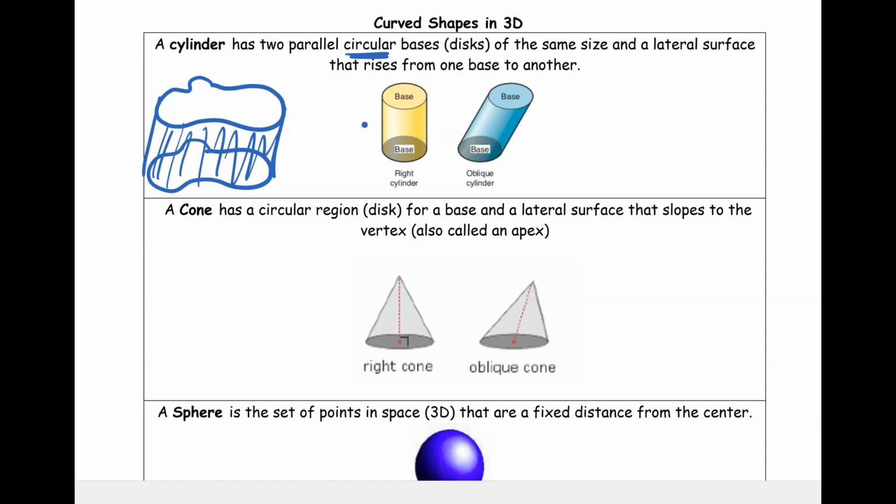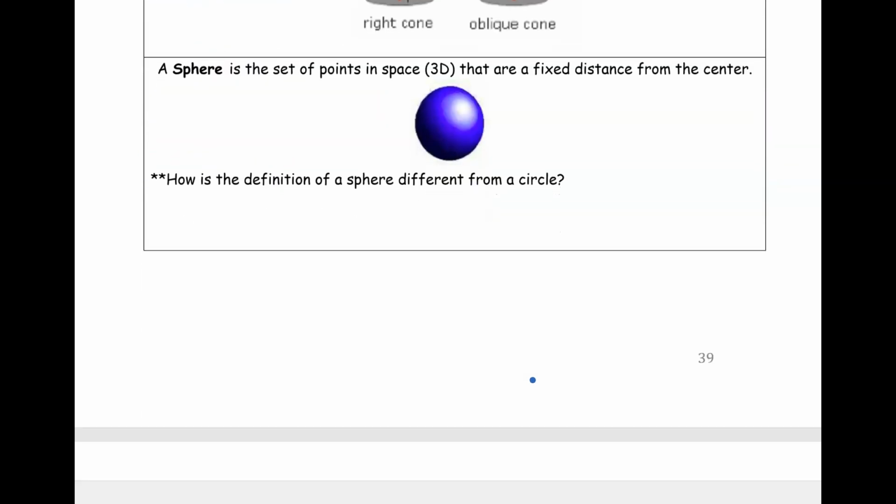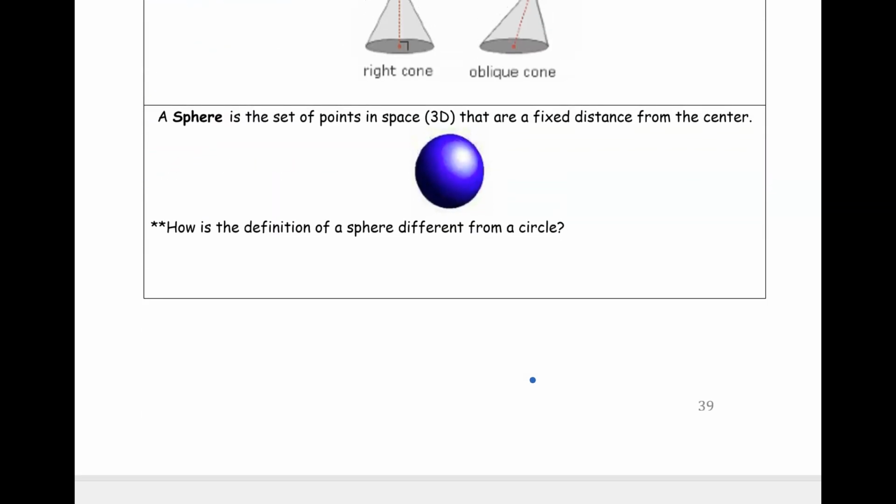A cone has a circular base that comes to a vertex, which we call an apex, and that's the same word that we use for the point on the pyramid too. And you can have a right and oblique cone just like you can a cylinder. And then lastly, I'm sure we all know what a sphere is. We know that a sphere looks like a ball, but let's look at the definition. A sphere is the set of points in space in 3 dimensions that are a fixed distance from the center.